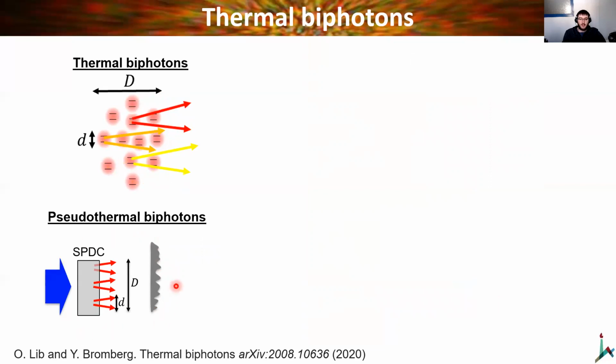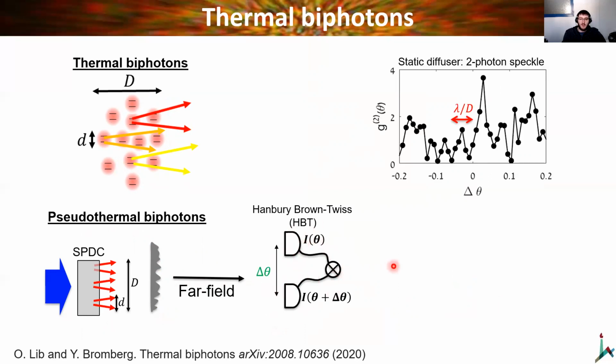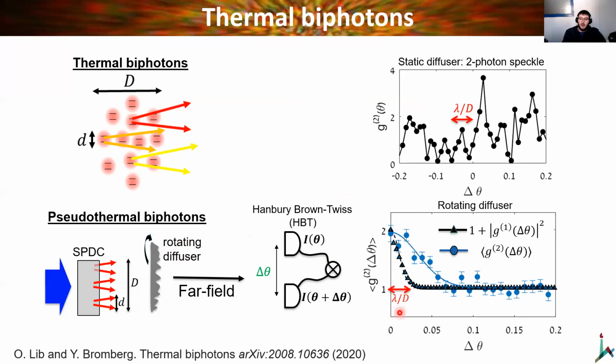So now if we take this kind of source and we measure the intensity correlation, or coincidence counts, at the far field, an HBT type experiment, we'll obtain something like that. For a static diffuser, we will get a two-photon speckle pattern, the so-called two-photon speckle pattern, because we have emissions of pairs. And the size of a speckle grain, as before, will be inversely proportional to the entire size of the source, capital D.